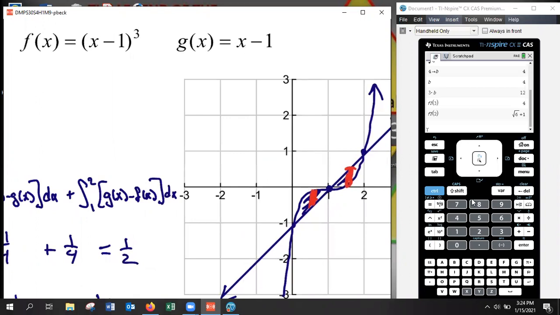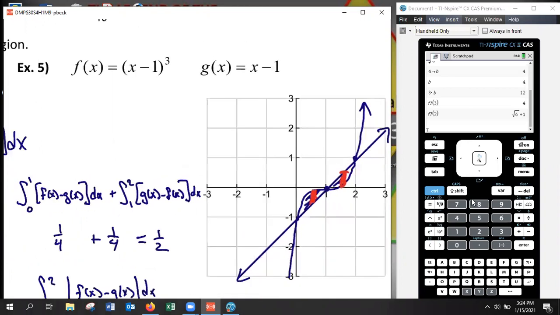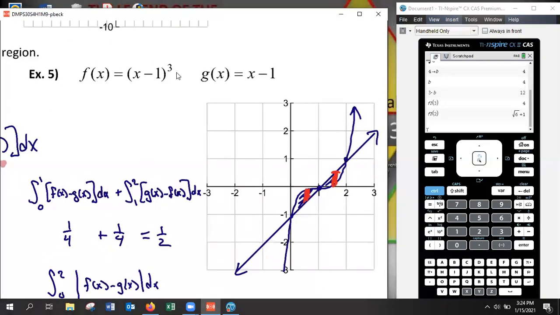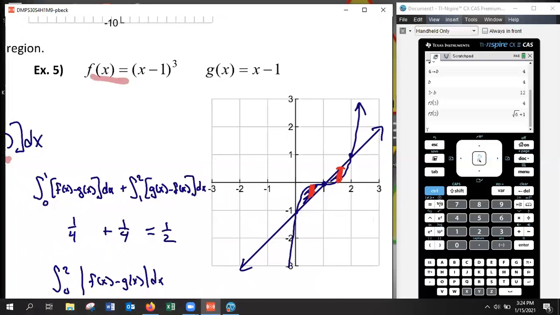One of the things that we are able to do is use the fact that we have our function here, f of x equals x minus 1 cubed. We can do this symbolically so we don't have to rewrite all of the different equations. From the x value of 0 to the x value of 1, the cubic function is the upper function and the line is the lower function. So cubic minus line dx. And then the second region goes from the x value of 1 to the x value of 2. This one's going to be line minus cubic, so we can write this as g minus f.